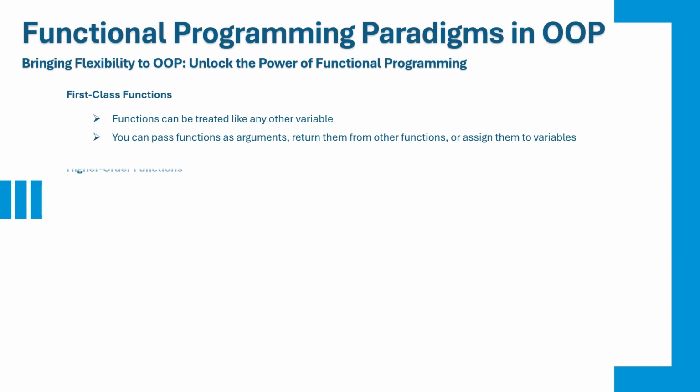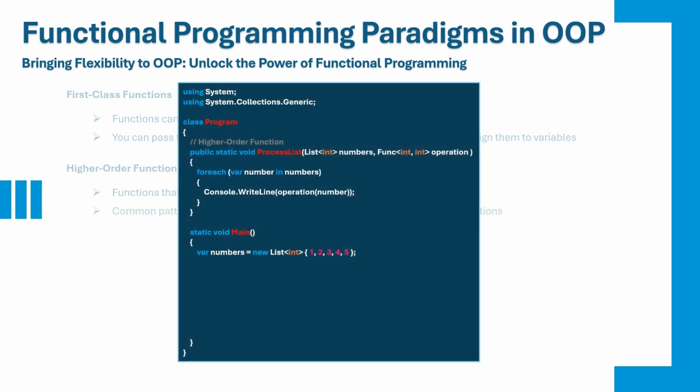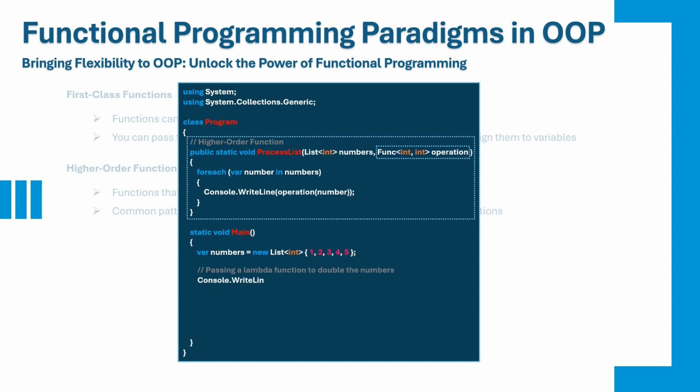Then we have higher-order functions, which are functions that can take other functions as arguments or return functions. For instance, we can write a function that processes each element in a list by applying another function to it. This allows us to define generic behavior that we can customize by simply passing different functions. This flexibility allows us to decide at runtime what action to perform on the elements, whether it's doubling, squaring, or any other operation.